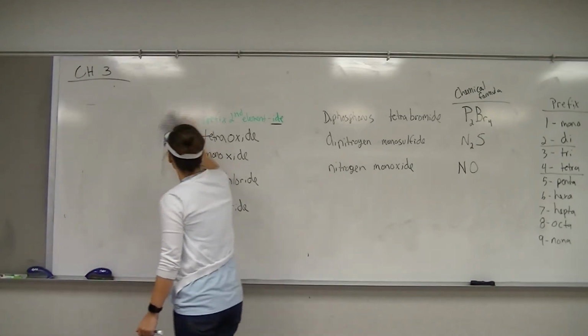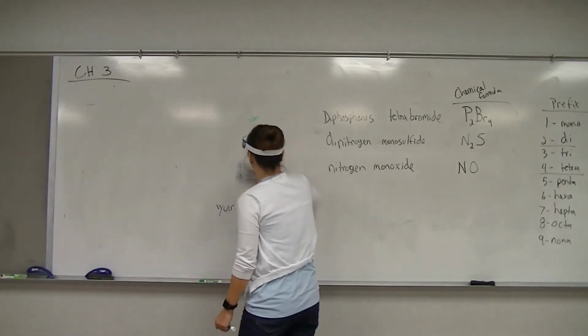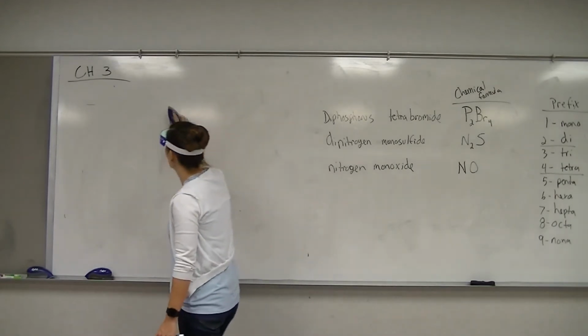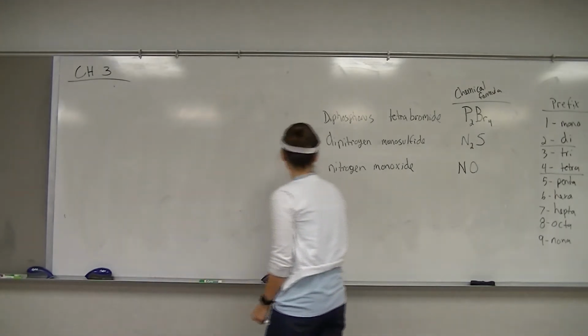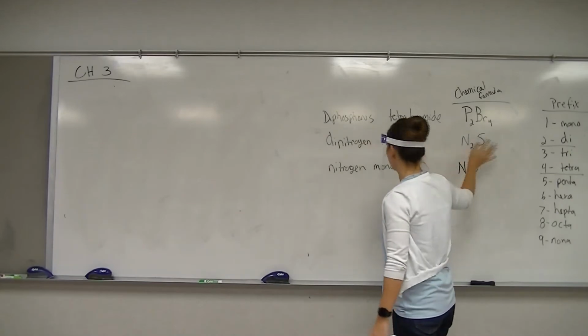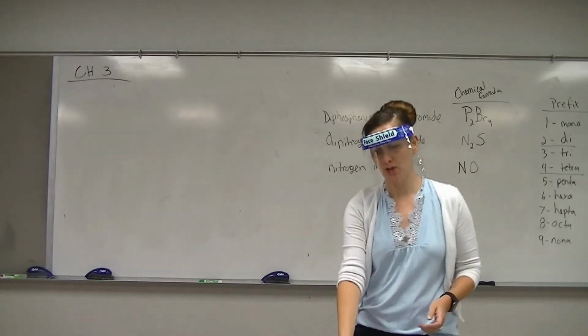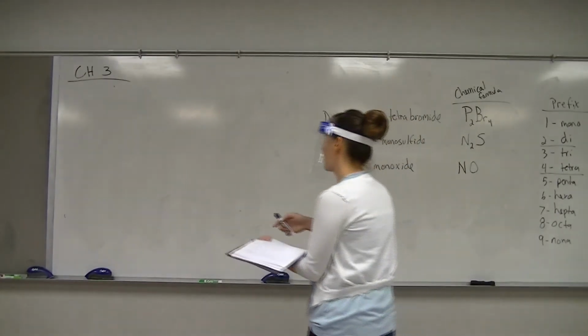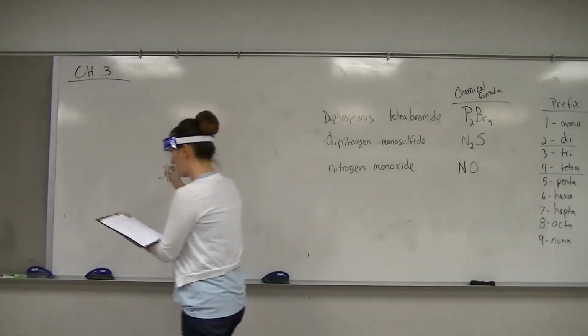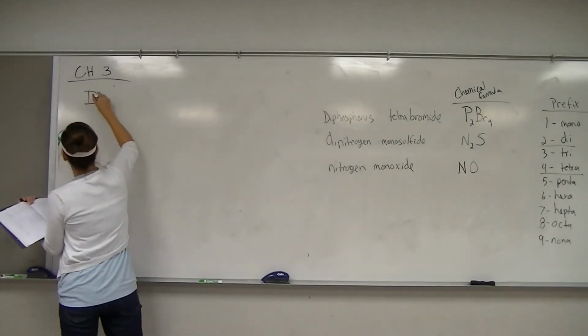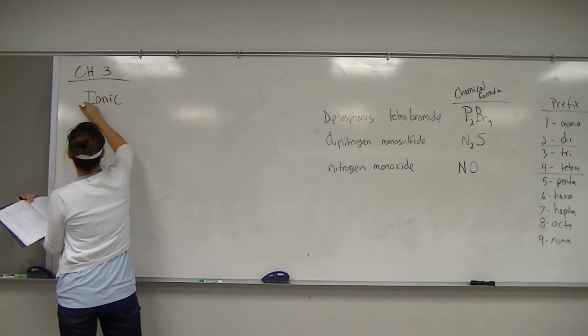All right. So those aren't too bad just because they have the prefixes to tell us the numbers. Ionic is a little bit more difficult. So let's start looking at ionic compounds. So now with ionic compounds, we're looking at a transfer of electrons.